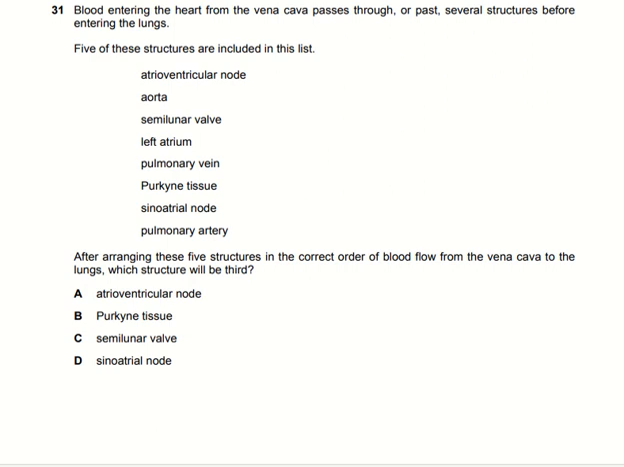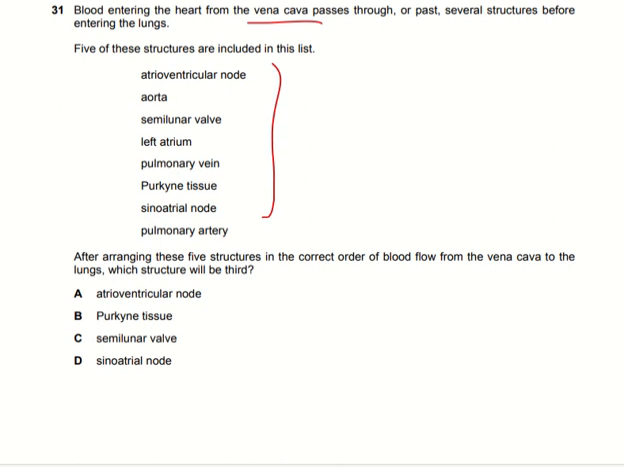Blood entering the heart from the vena cava passes through several structures before entering the lungs. As we know, the vena cava is that particular large vein which takes the blood from all the parts of the body towards the heart. Five of these structures are listed here: atrioventricular node, aorta, semilunar valve, left atrium, pulmonary vein, Purkinje tissues, and sinoatrial node and pulmonary artery.